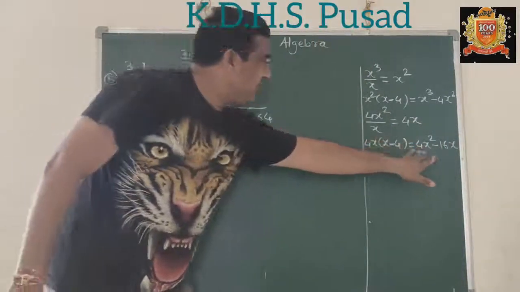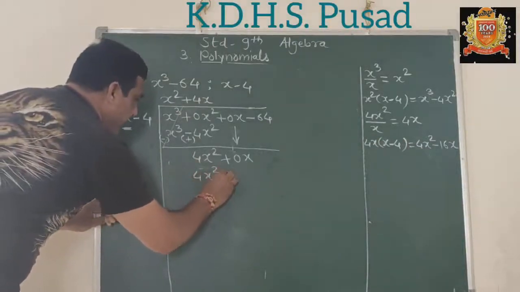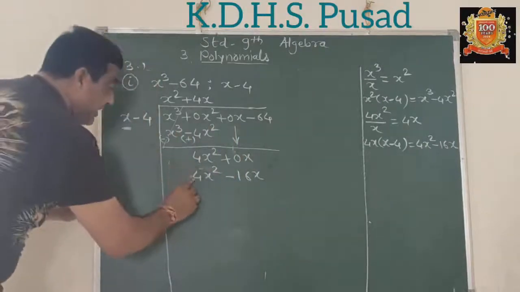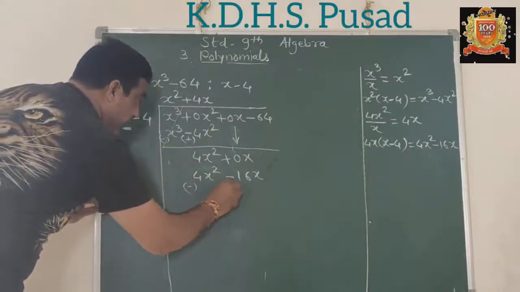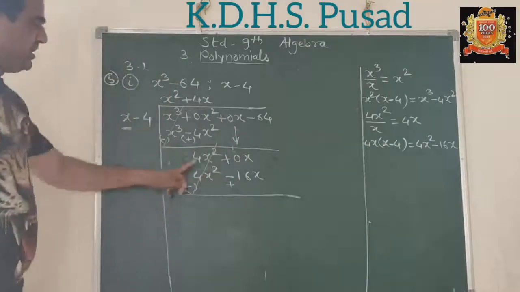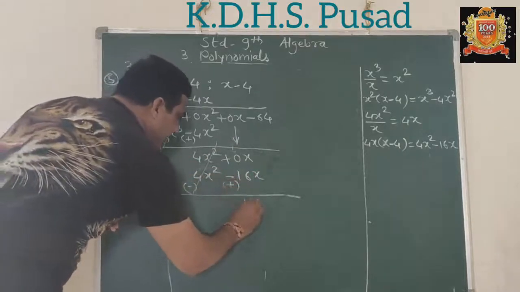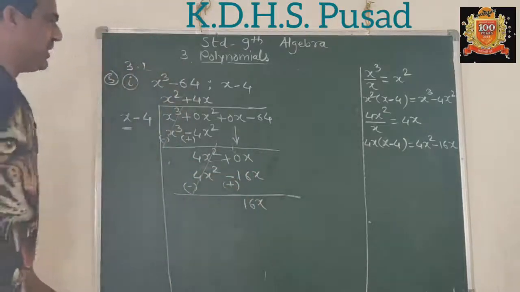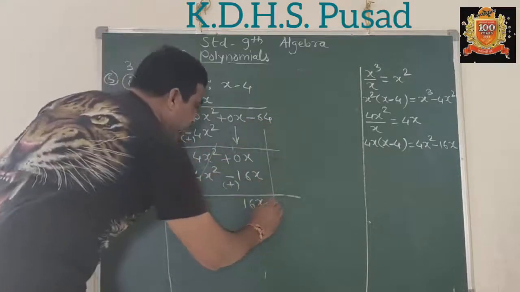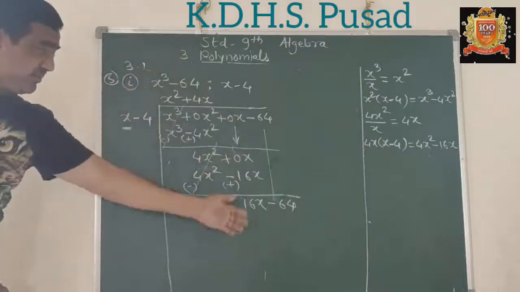Write this term below: 4x square minus 16x. Again change the signs. Plus becomes minus, minus becomes plus. The first term gets cancelled. Plus 0x plus 16x, that is 16x. Now the next term here, that will be minus 64. One by one you take the terms below.